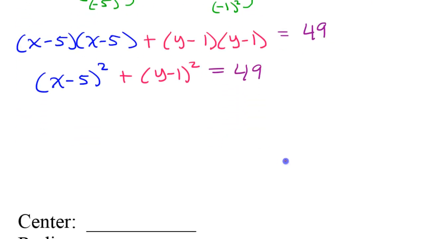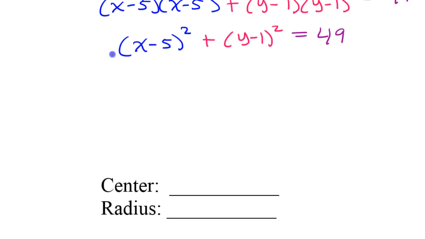So now I can tell the center and the radius. This is my standard form. The center will be the opposite of this, which is 5, comma, the opposite of this, which is 1. My radius will be the square root of this, since 49 represents the radius squared. So my radius will be 7.